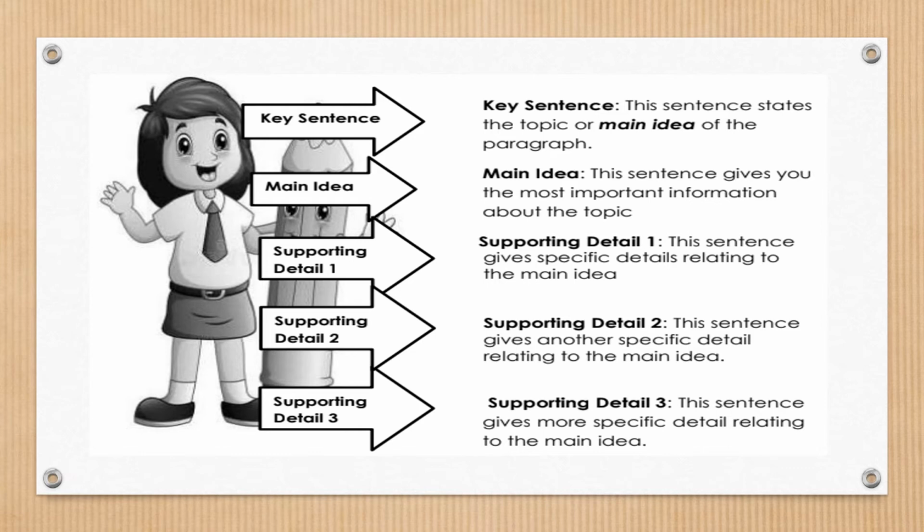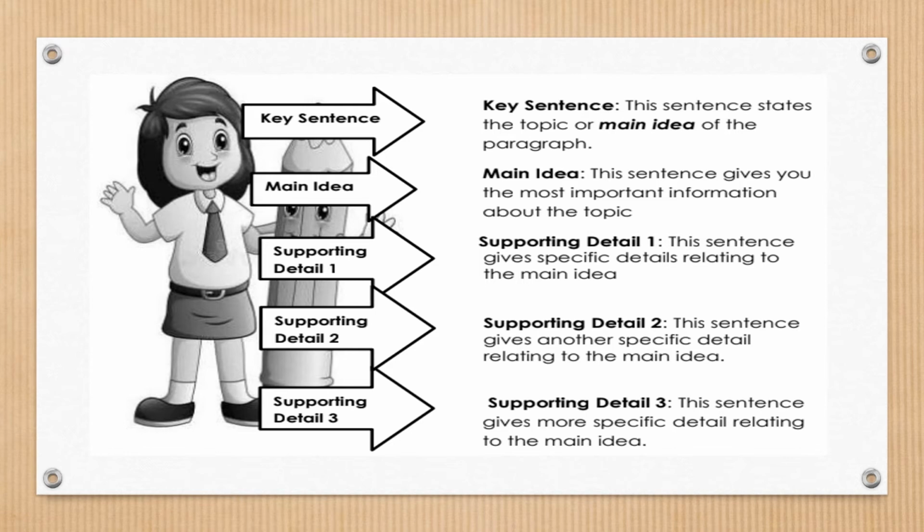Now for the supporting detail 1, this sentence gives specific details relating to the main idea. And then supporting detail 2, the sentence gives another specific detail relating to the main idea. And then for the supporting detail 3, this sentence gives you more specific detail relating to the main idea.